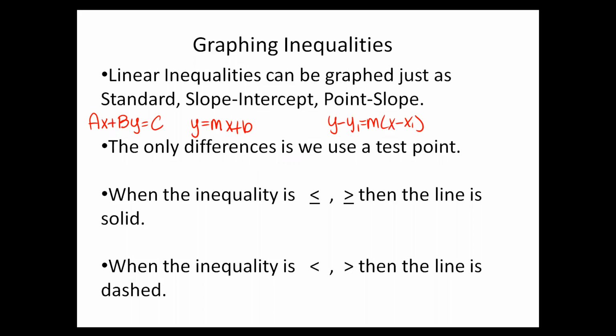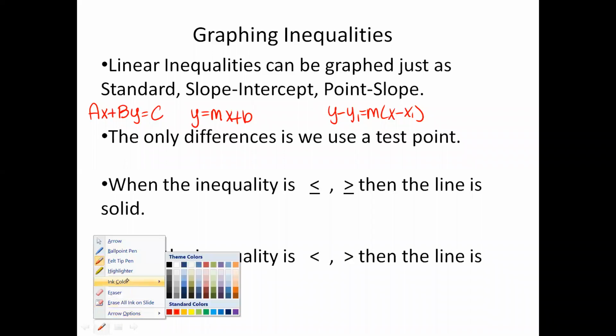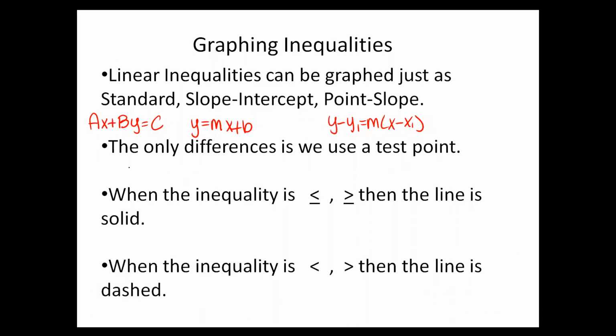The only difference is we use a test point, and I'll get into what I mean by that in a little bit. The test point refers to a location on the graph that we're going to try in our equation. The test point we generally use is (0, 0), because anything times 0 is 0, and we'll easily be able to determine whether that point is good or bad. If it's good, we shade that region. If it's bad, we don't.